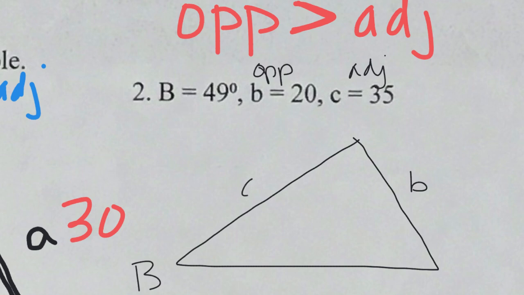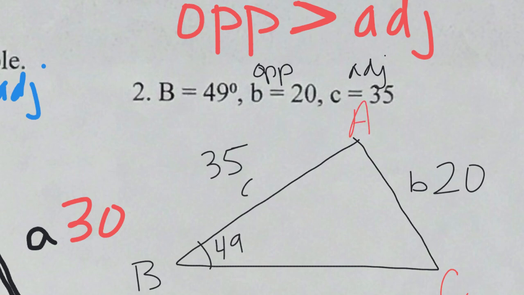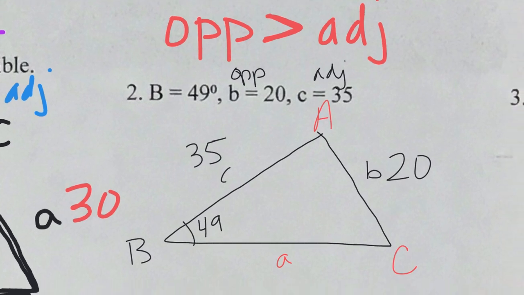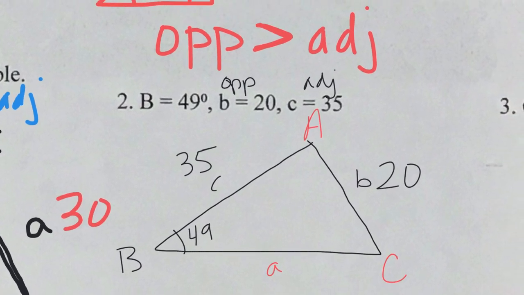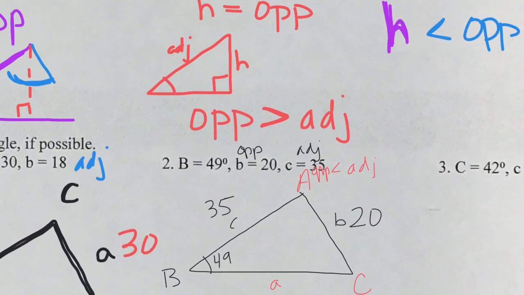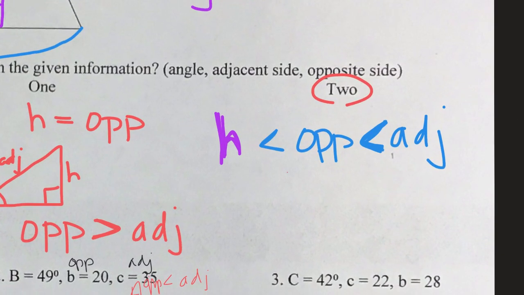So we're going to put C here, which is 35, and we're going to put B, which is 20, and angle B is 49. Okay, so finishing this out, that means angle C is here, angle A is up top, and little side A is there. Okay, so notice it's the same basic positioning, only we've just rearranged our letters. Okay, so let's see. Is the opposite side greater than the adjacent side? No. So here the adjacent side is greater than the opposite side, which leads us to believe that this might be a 2 triangle situation.